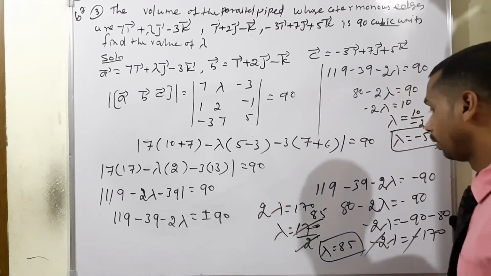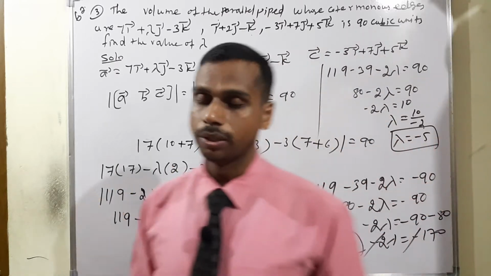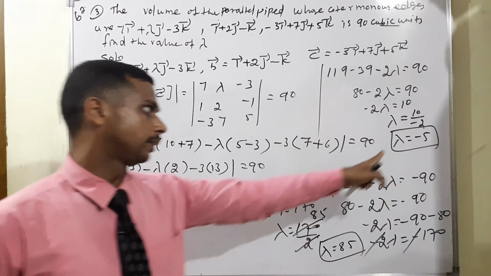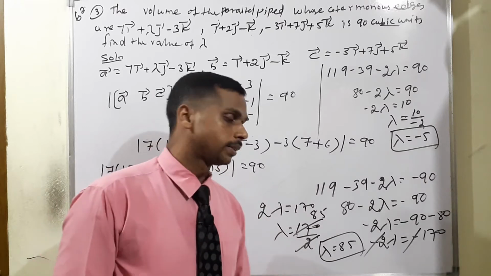Okay. The answer must be a positive volume because cubic units are given. In your book, actually, there is only one answer. I think lambda is equal to minus 5 is the possible answer.